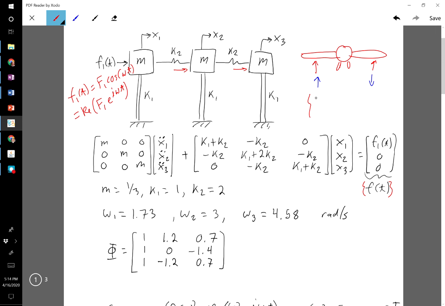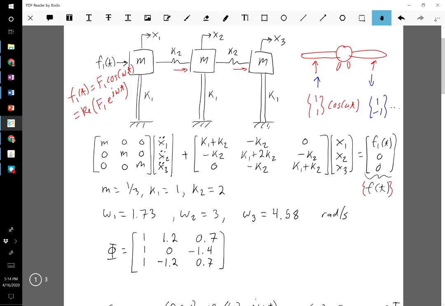And either of those could be written that way. The in phase case would be the two forces this way, and then we could have a cosine omega t. And in the out of phase case, we just have a 1, minus 1, and the same thing. So this is done to excite the different kinds of modes of the airplane and when checking computer simulations to make sure that an airplane's safe to fly.